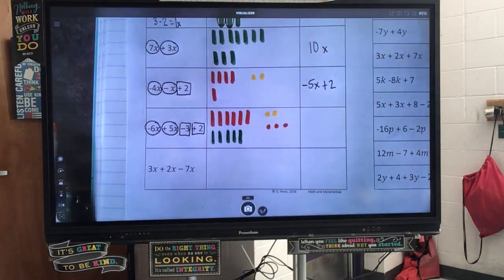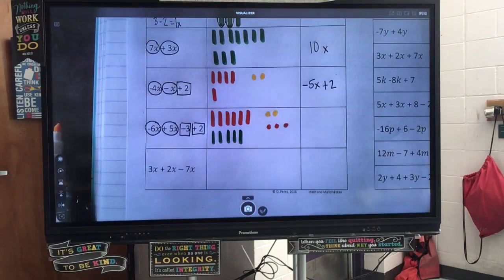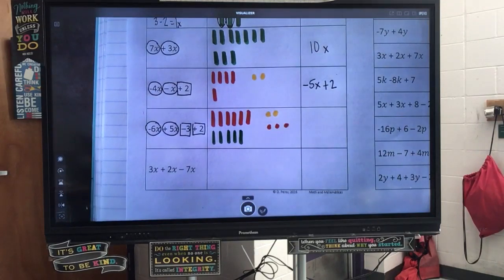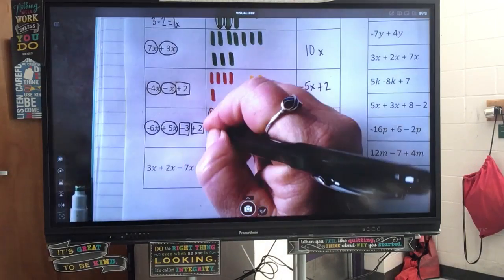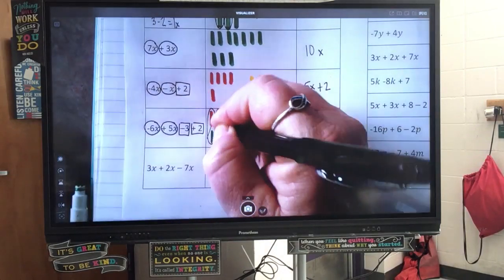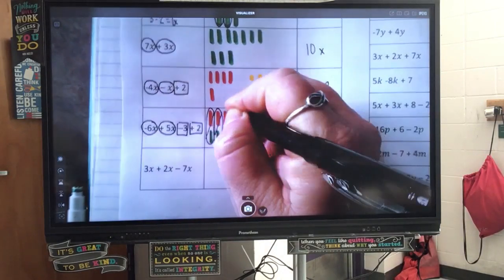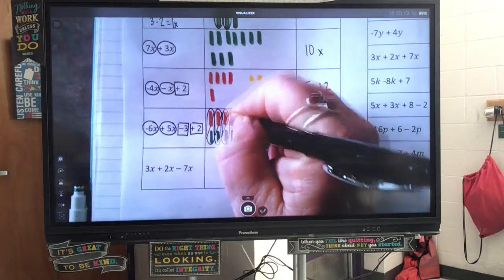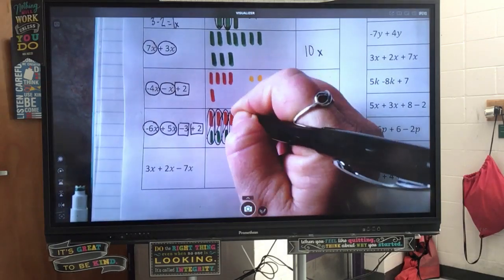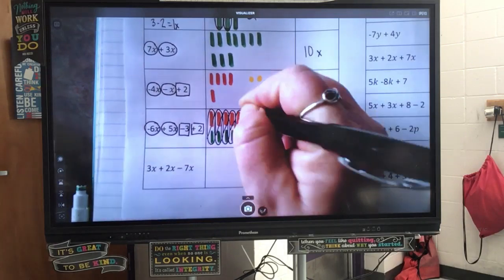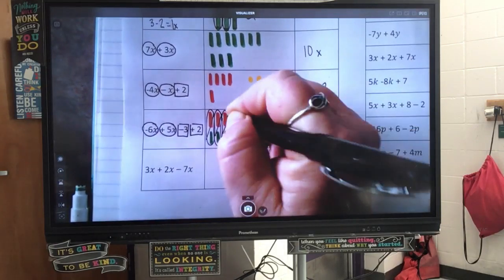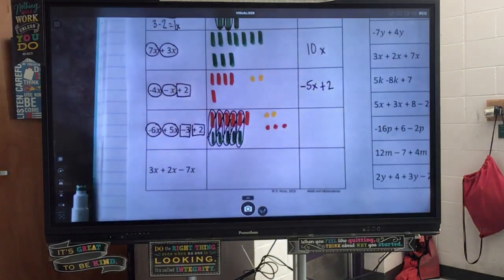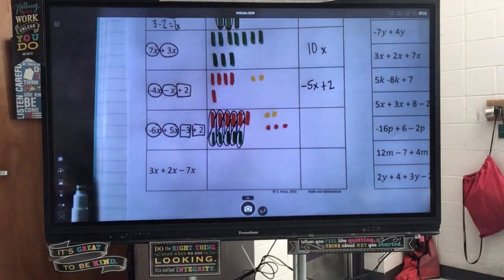Alright, so now can I cancel some of these out? I can, right? So I can get rid of this one, that cancels. Get rid of this one, that cancels. Get rid of this one, that cancels. Get rid of this one, that cancels. And get rid of this one, that cancels. So all of those are canceled out. Does everybody understand why?